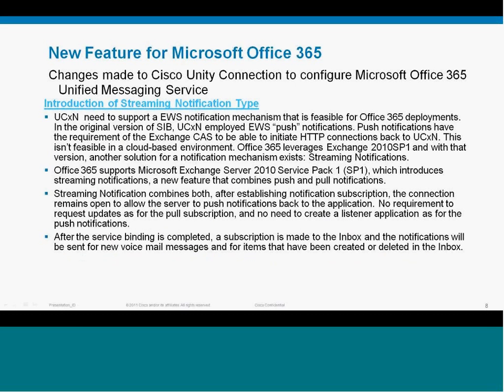New features for Microsoft Office 365. Changes were made to Cisco Unity Connection to configure Microsoft Office 365 unified messaging services. This is the introduction of the streaming notification type. Unity Connection needs to support an EWS notification mechanism that is feasible for Office 365 deployments.